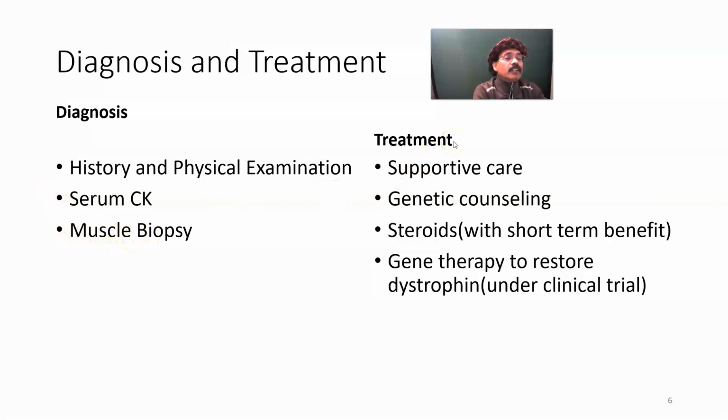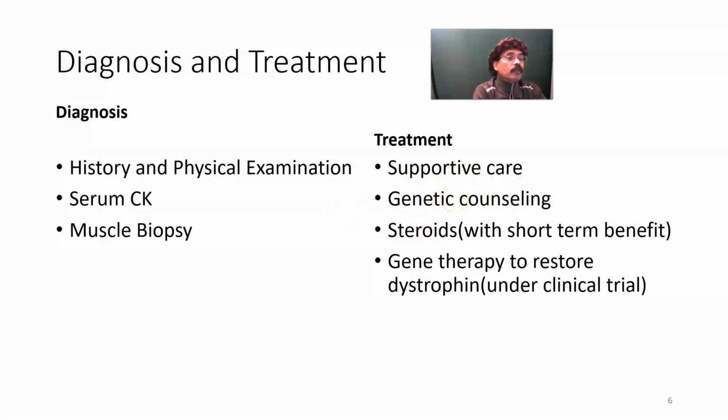Treatment is very challenging. Actually, there is no cure for Duchenne muscular dystrophy. Treatment is supportive care, genetic counseling, supportive care for cardiac function, for respiratory function, for muscular function, like physical therapy, maybe sometimes occupational therapy. Genetic counseling is very important because it's an X-linked disorder.